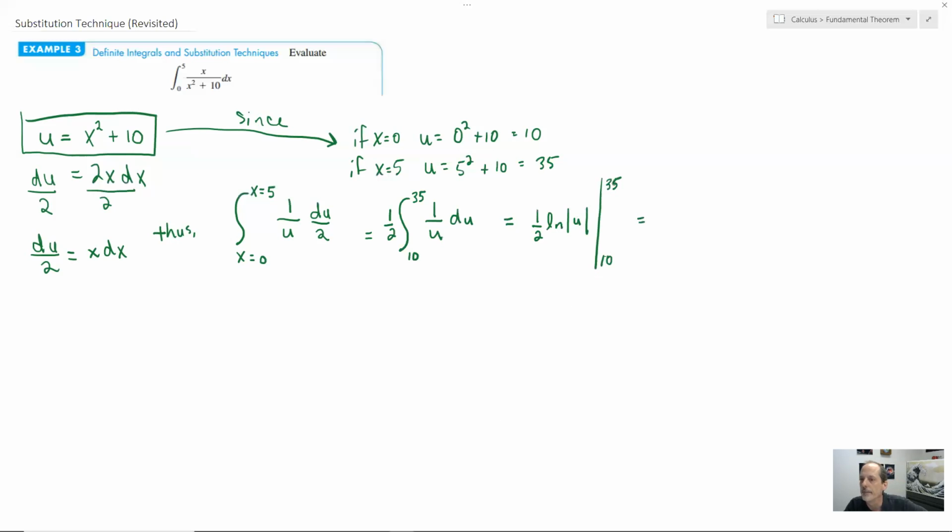So the absolute value of 35 is 35. So we're looking at 1/2 ln of 35 minus 1/2 ln of 10. Okay, if you put those into a calculator, you're going to get roughly equals 0.626.